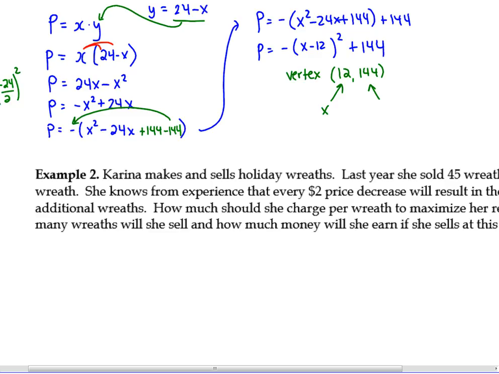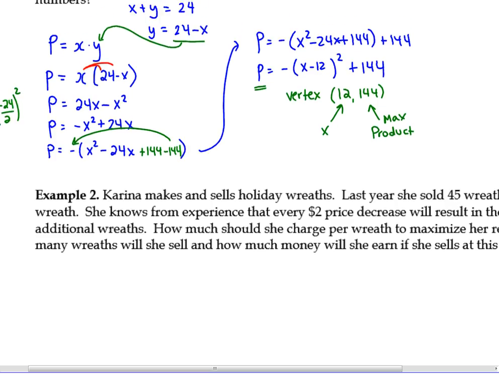That's the product. Your y value is p here, right? That's going to be your maximum. Maximum product in this case. The max product. So if the first number is 12, what's the other number? 12, because y is equal to 24 minus x. So 24 minus 12 is 12. So our two numbers are 12 and 12.